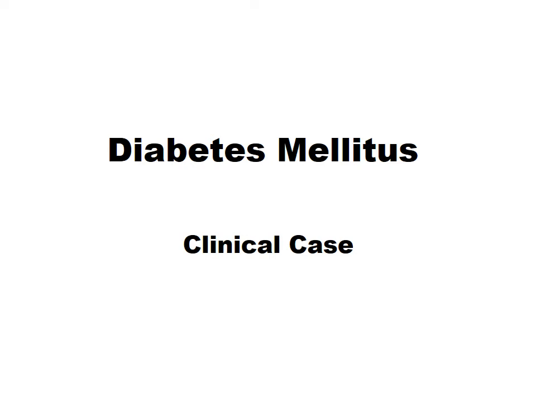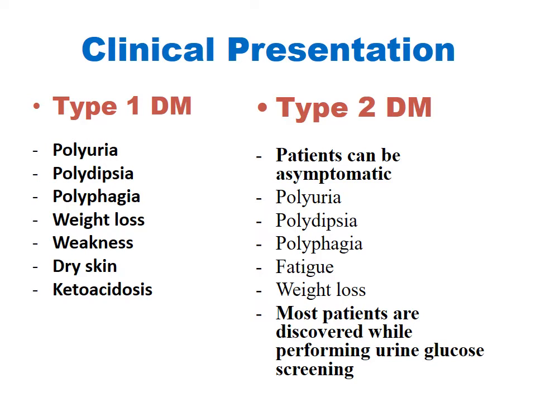A clinical case of diabetes mellitus. Clinical presentation of diabetes. In most cases, the patient can be asymptomatic, showing no symptoms except for polyuria, polydipsia, polyphagia, weight loss, weakness, dry skin, ketoacidosis in type 1 diabetes, and most of the cases of diabetes reported are discovered while performing urine glucose screening.